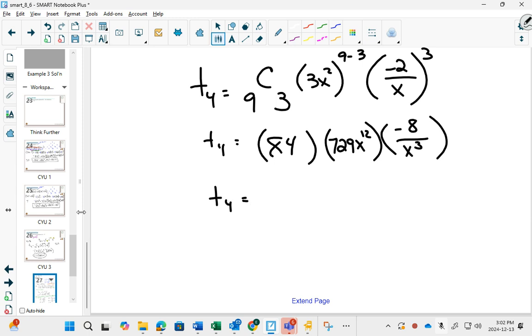Now we can put our numbers together. So 84 times 729 times a negative 8 gives us negative 489,888. We will have some big numbers in this unit.